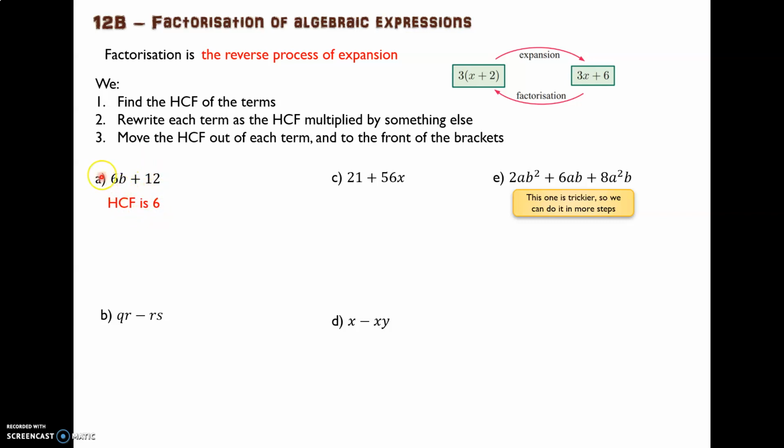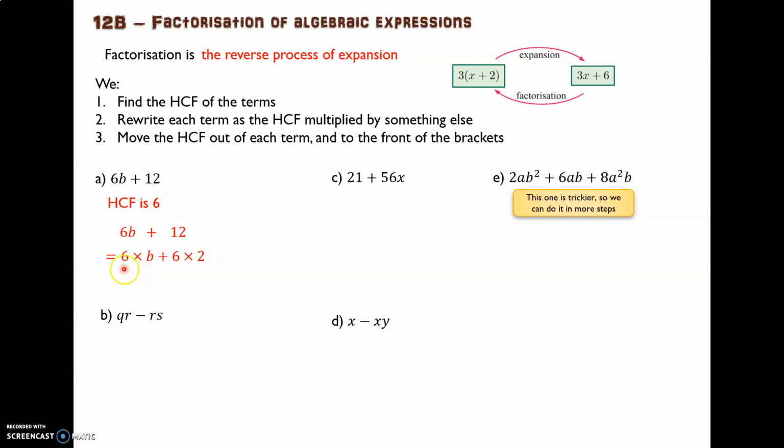Now I can rewrite each of these things, the 6b and also the plus 12, as the HCF, 6, multiplied by something. So we said that the 6 is common to both. This part here, the 6b, I can write that as 6 times b. The 12 I need to write as 6 times something, because 6 is my highest common factor. 12 is 6 times 2, and that's where this comes from.